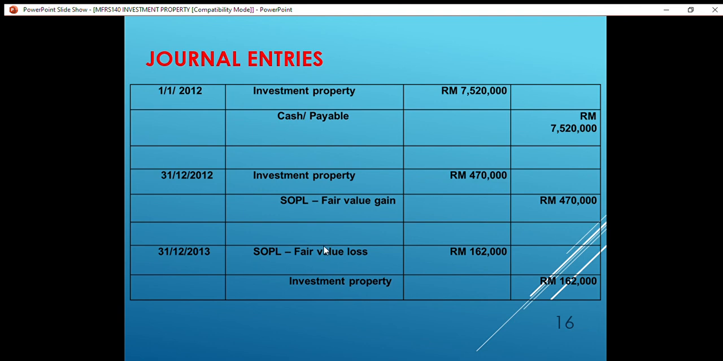And on 31st December 2013, we know that there is a fair value loss since there was a decrease in fair value. So we have to recognize a fair value loss in the SOPOL. We debit SOPOL fair value loss 162,000 and credit investment property 162,000. Why do we have to credit investment property? Because we have to reduce the value of the investment property to reflect its fair value on 31st December 2013.